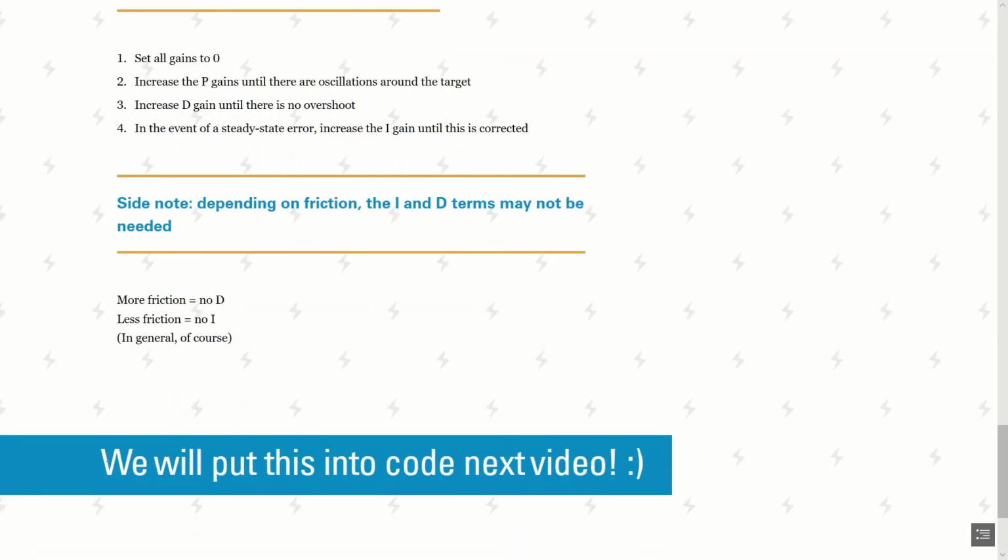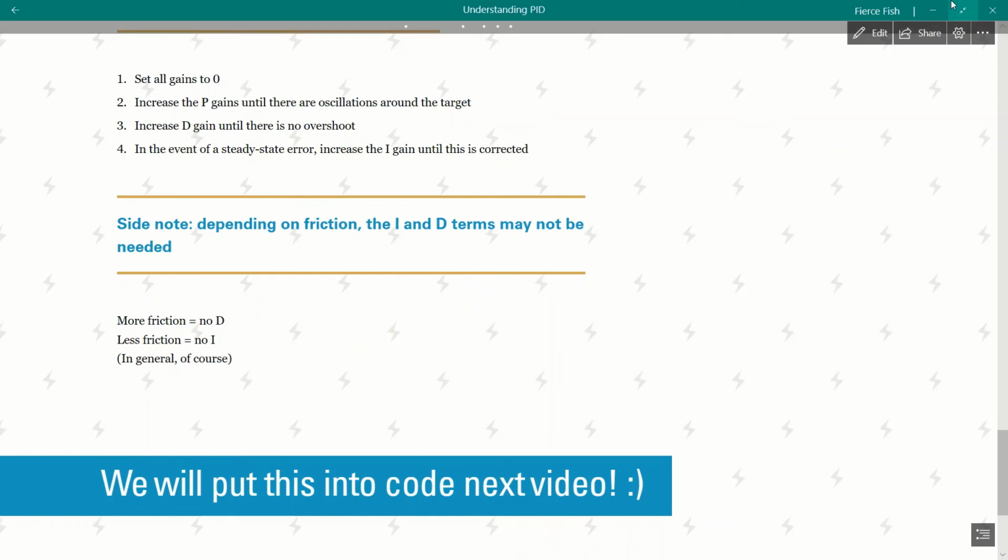And then in the next video, we're going to put all of this into code and look at how we can control a motor with this PID controller concept. So today we learned about PID controllers, and that's going to be it for this video.